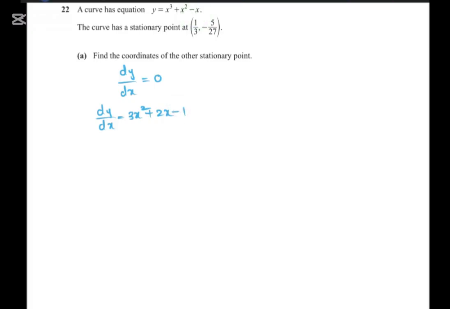This is dy by dx. Now taking this as equal to 0: 3x square plus 2x minus 1 equal to 0. Factorize this quadratic equation. For that, the product of two numbers should be 3 into minus 1, that is minus 3, and the sum of the two numbers should be 2. So what are the two numbers?